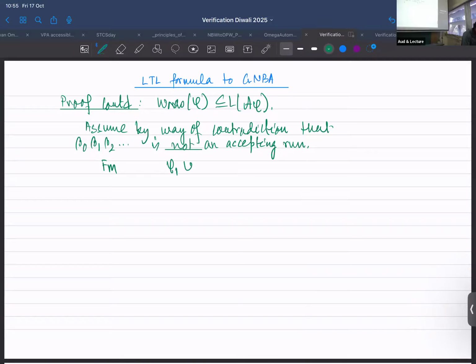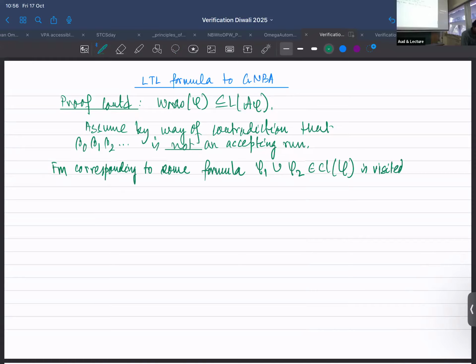formula phi 1 until phi 2, such that that accept set F_m is visited only finitely often. F_m corresponding to some until formula belonging to the closure of phi is visited finitely often.